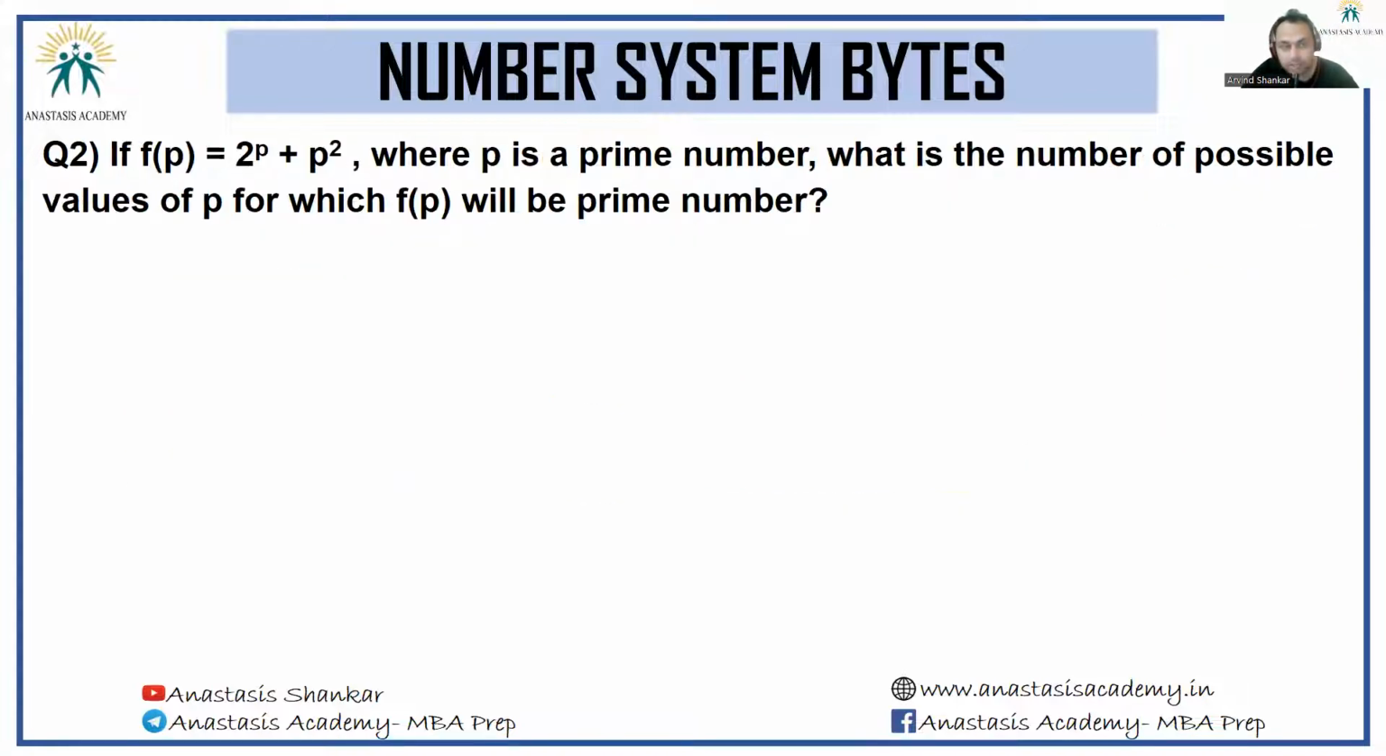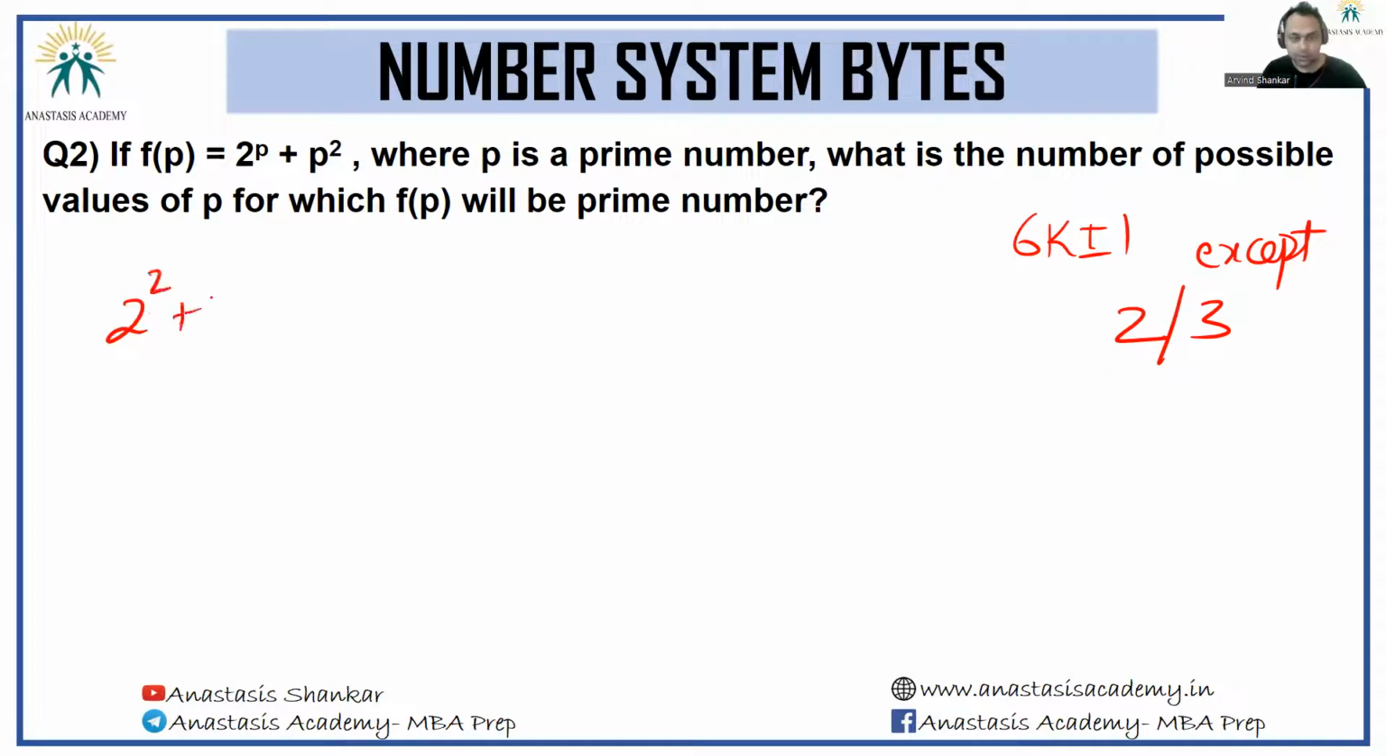Next, if f(p) is equal to 2 raised to power p plus p square, where p is a prime number, what is the number of possible values of p for which f(p) will be prime? Okay. Fun thing. All prime numbers of this world can be represented as 6k plus minus 1, except 2 and 3. So let us try with 2.